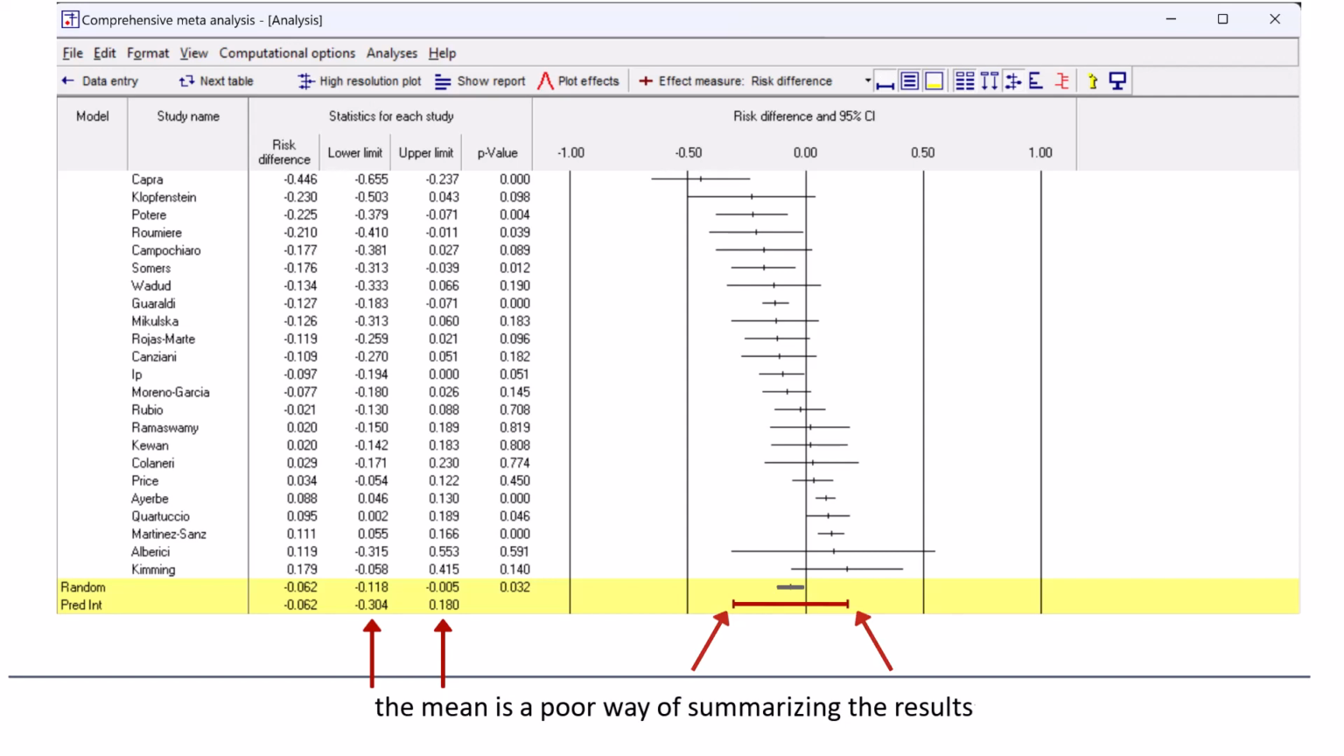If we focus on the mean, which is 6 points in favor of the drug, we lose track of the fact that there are some studies where the true benefit may be substantially higher than that. And we also lose track of the fact that there are some studies where the treatment may be harmful.